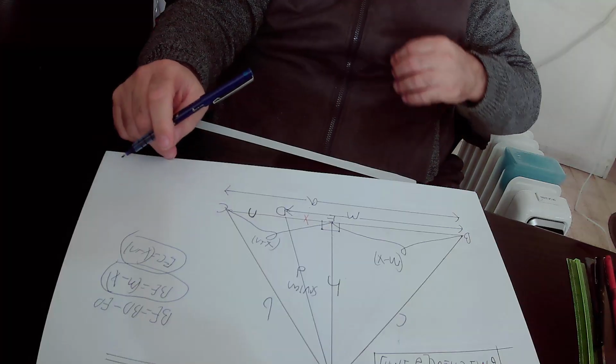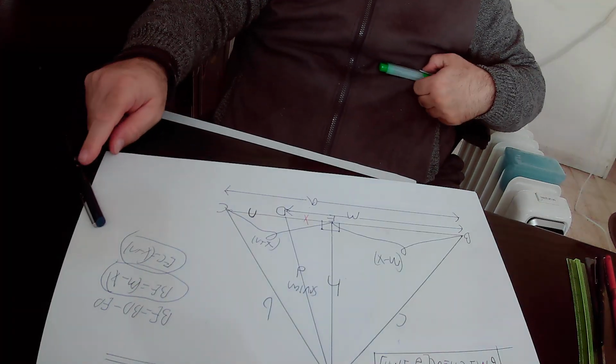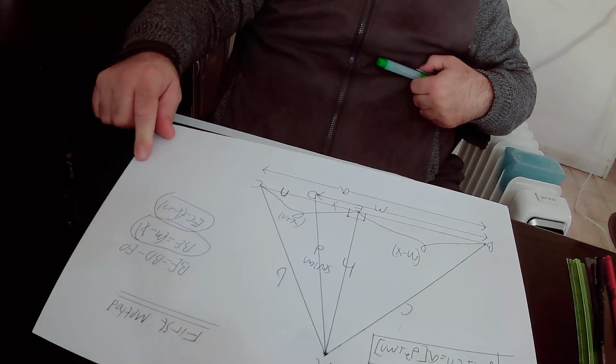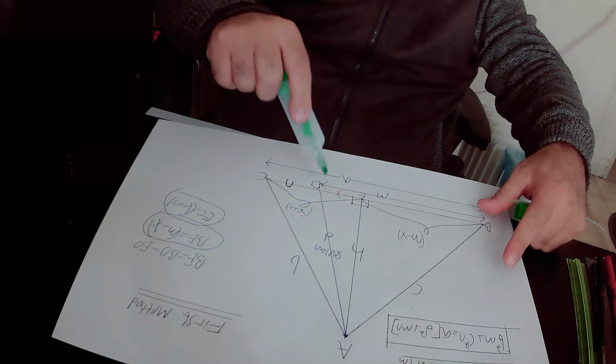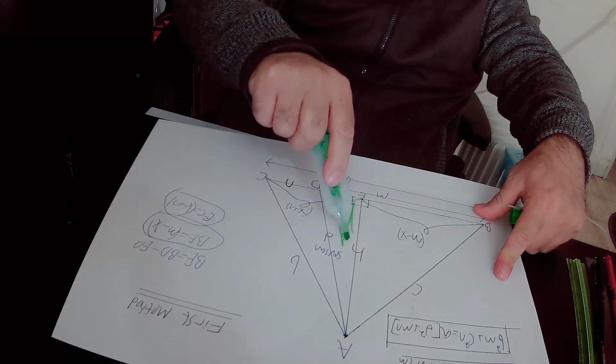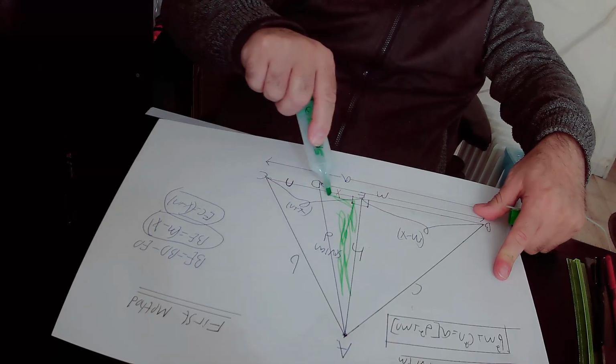In the next step, we implement the Pythagoras theorem on the right triangle AED. Repeat again. We implement the Pythagoras theorem on the green right triangle AED.